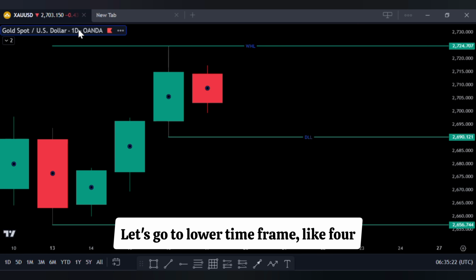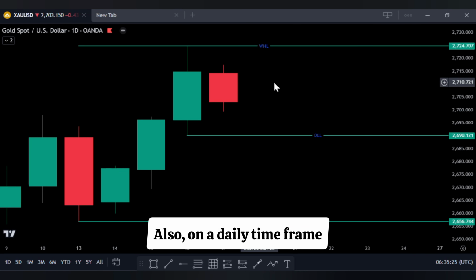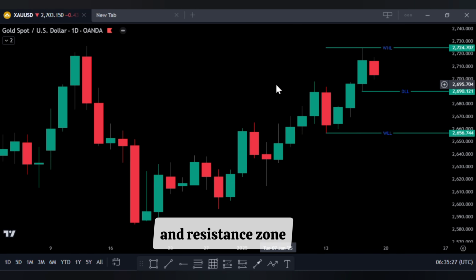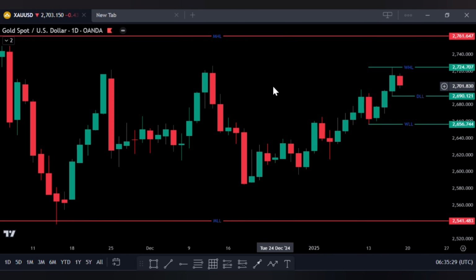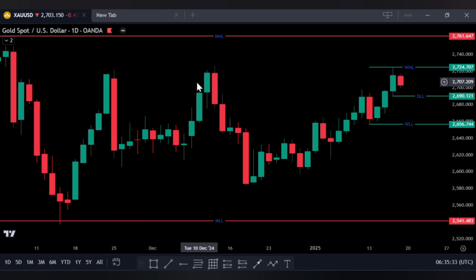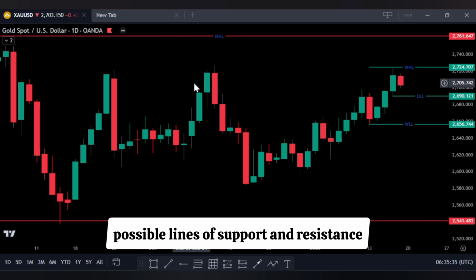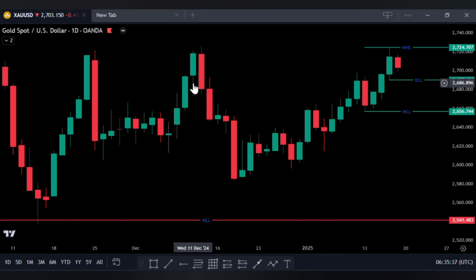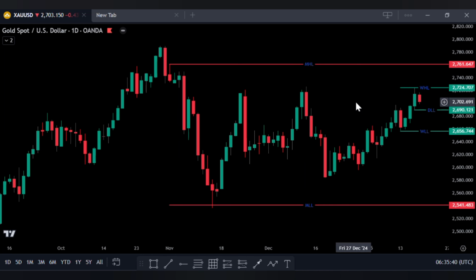Let's go to lower time frame like 4. Also, on a daily time frame, we look for possible support and resistance zone. How do we do that? We use Fibonacci retracement tools to find possible lines of support and resistance. But for now we can just zoom.